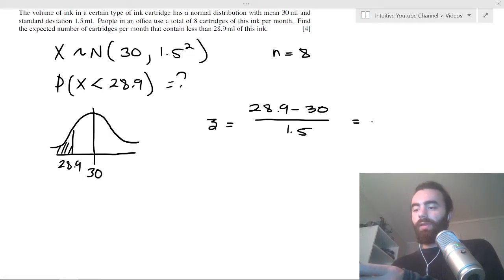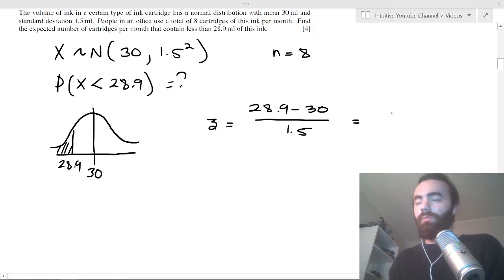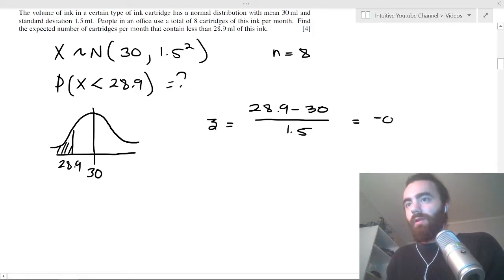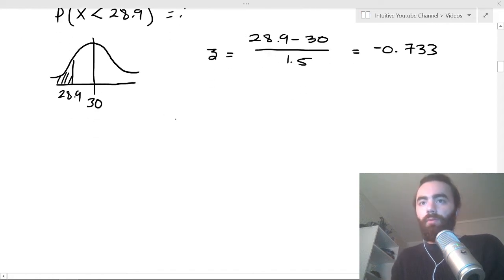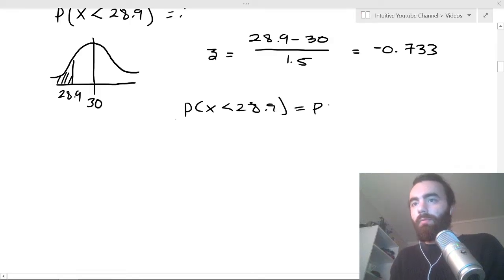And it's good that we're getting a negative number, because we can see it's on the left side, which will be negative z-values. So this is minus 0.733. So therefore we can now say that the probability that X is less than 28.9 is the same as saying the probability that Z is less than negative 0.733. So let's find this.